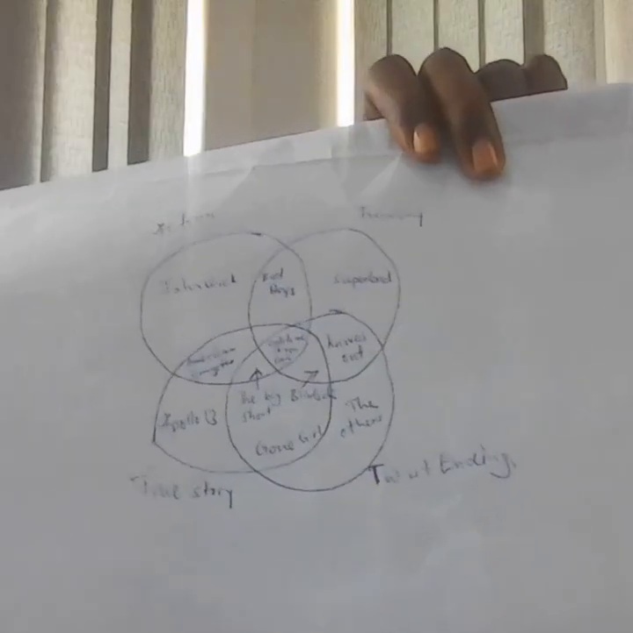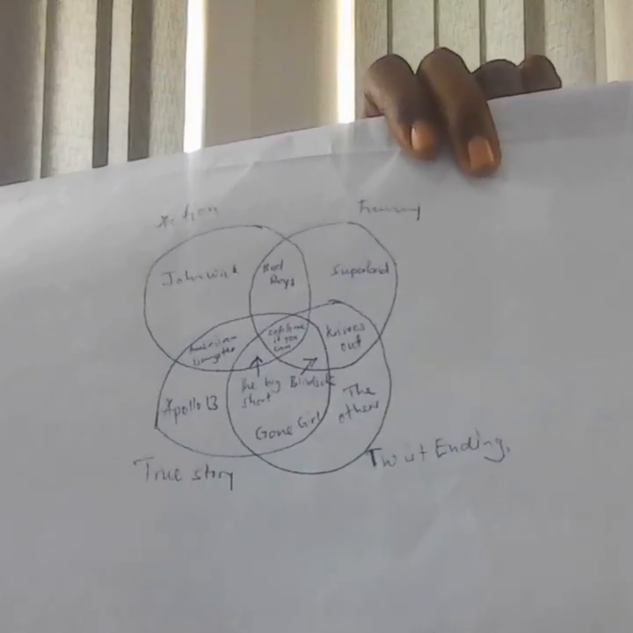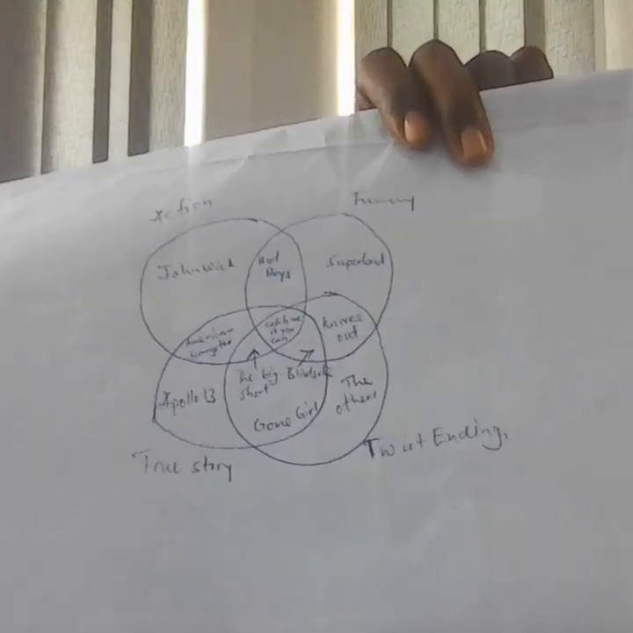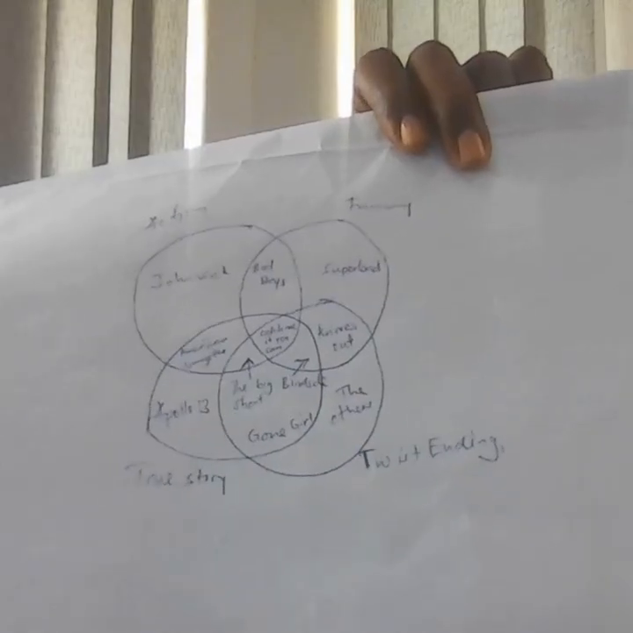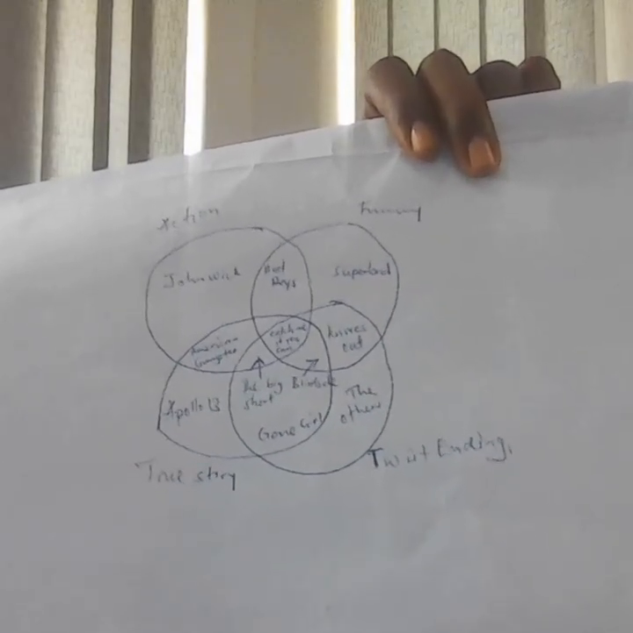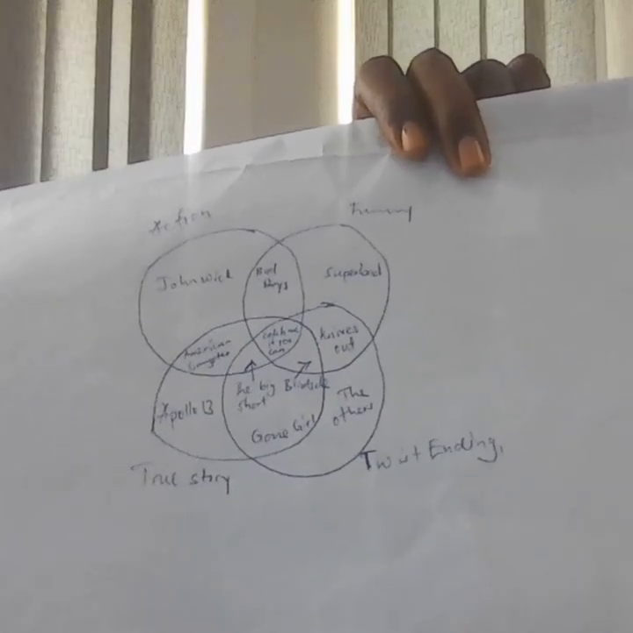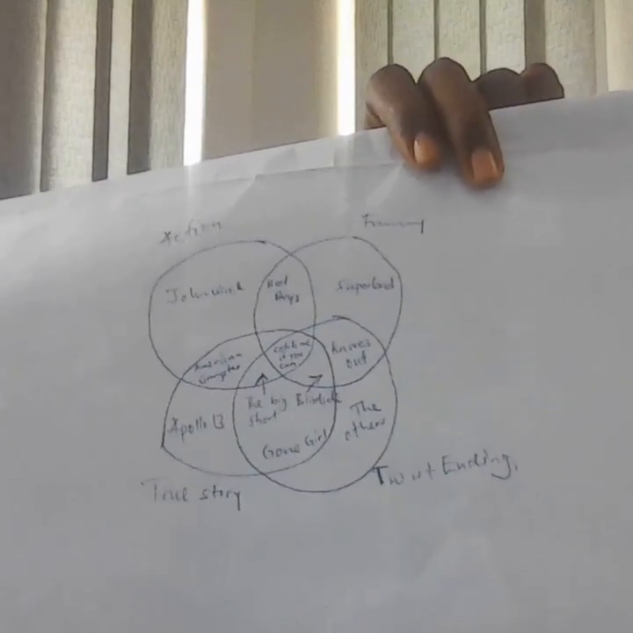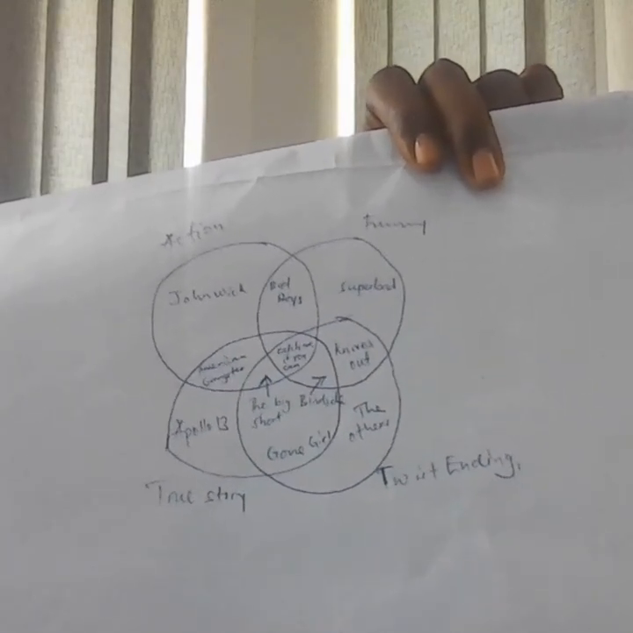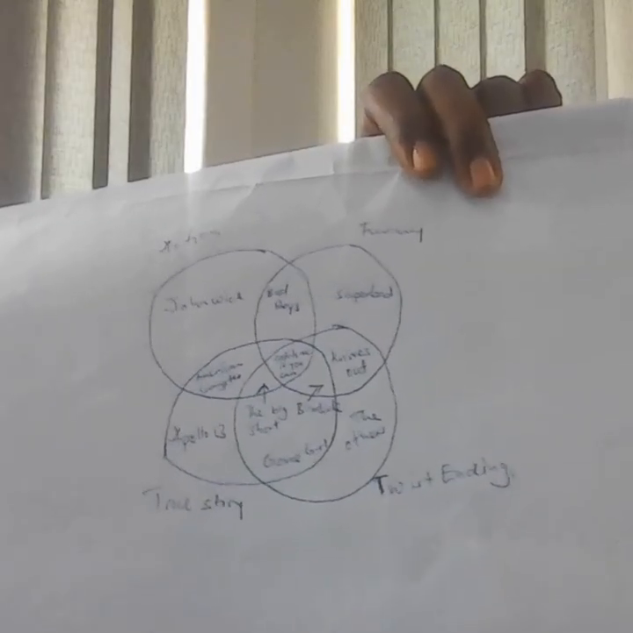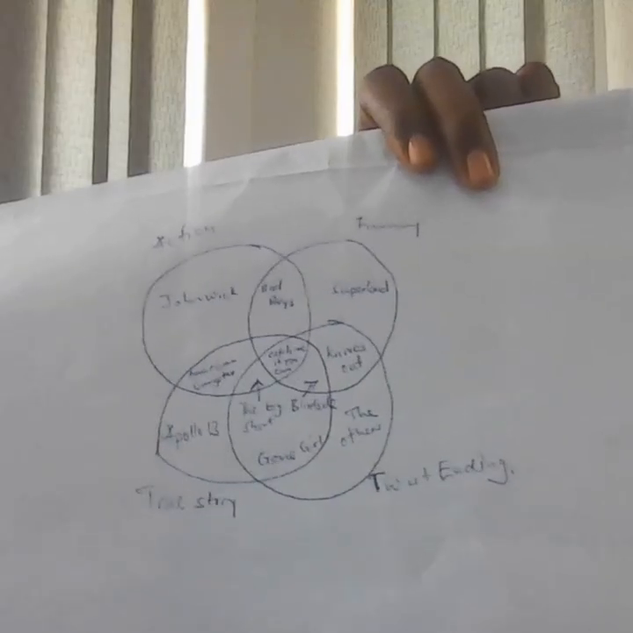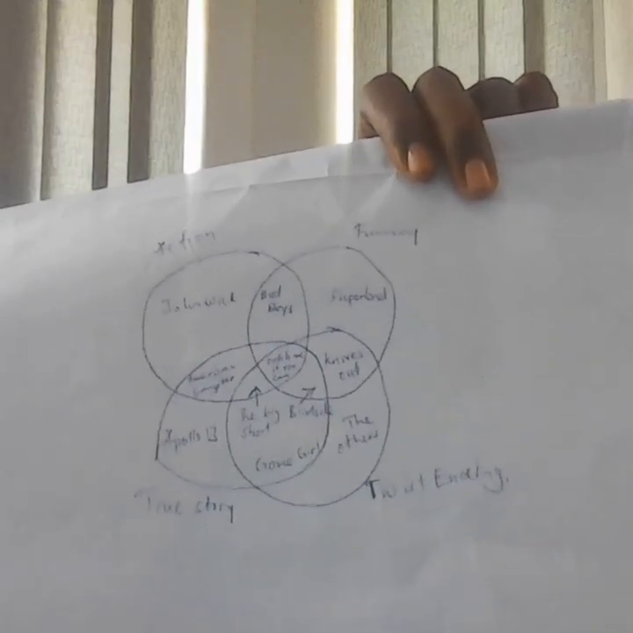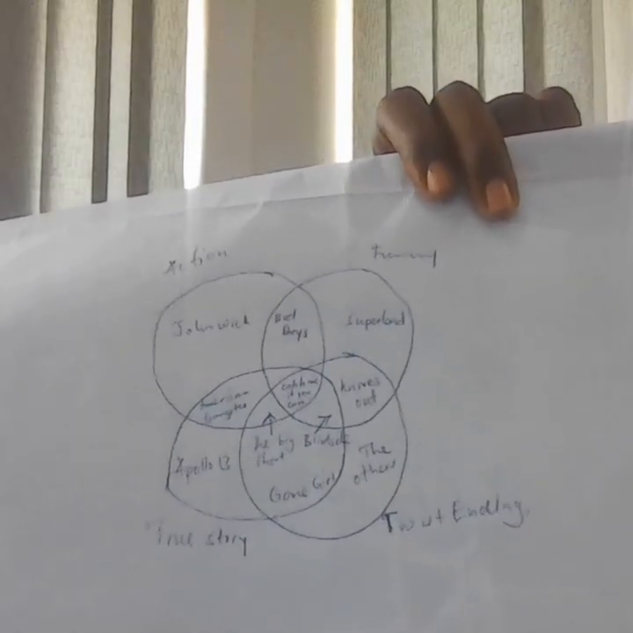Then movies that only belong to one circle: John Wick is only action. Superbad is only funny. April 13 is the true story. The other has only the twist ending. In SQL terms, those would be the results of except operations. For example, action except funny, then except true story, then except twist gives you John Wick alone.